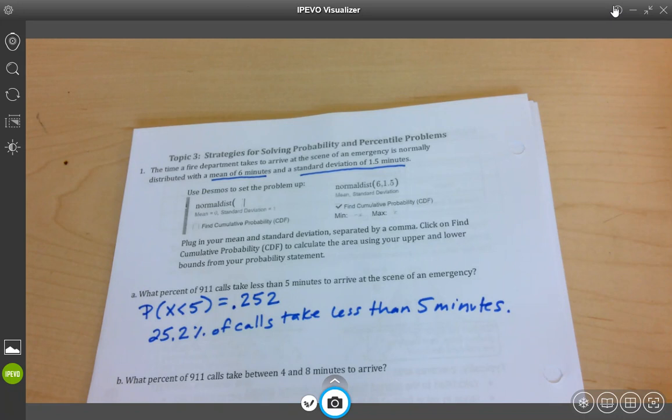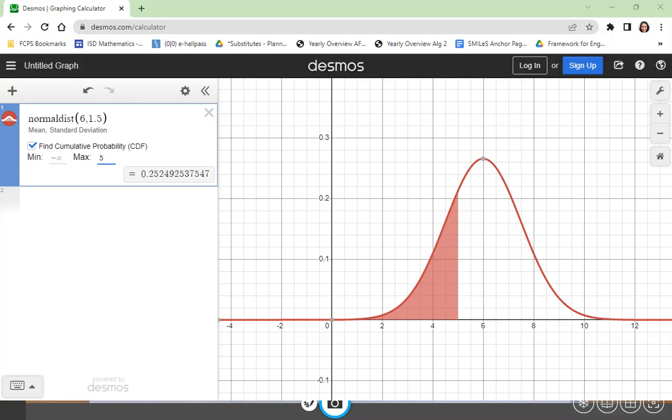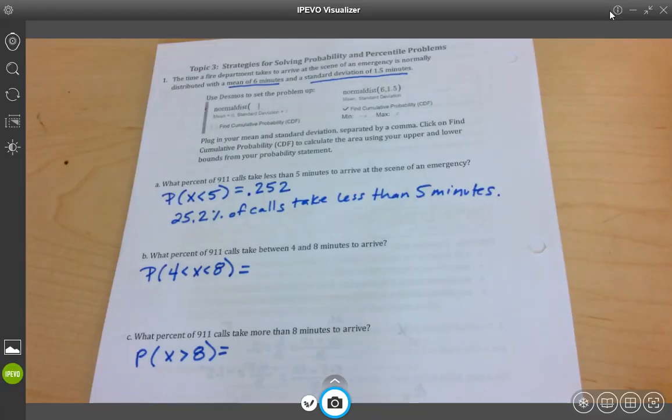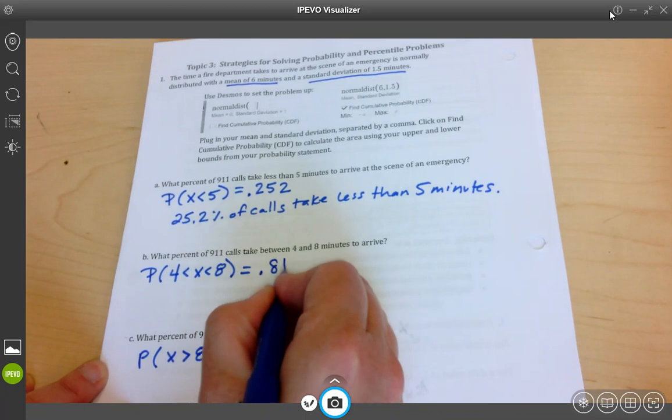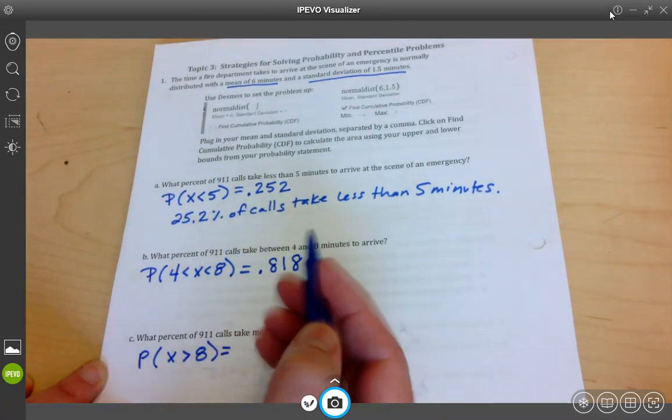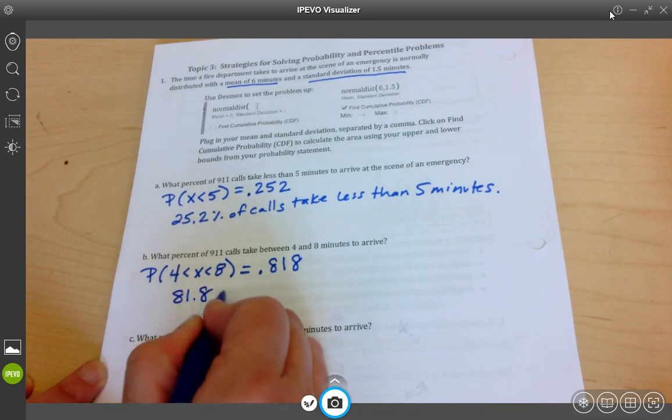So we can use this same calculator to find the percent of calls that take between 4 and 8 and the ones that take more than 8 minutes. So I want you to try B and C, and if you feel up to it, also try D using your same calculator. Okay, so I think most of you are ahead of me. If I want to find the probability it's between 4 and 8, I just change my min and max, and I'm going to get 0.818. So that's my probability, and then it asks for the percent, so it would be 81.8% of calls.